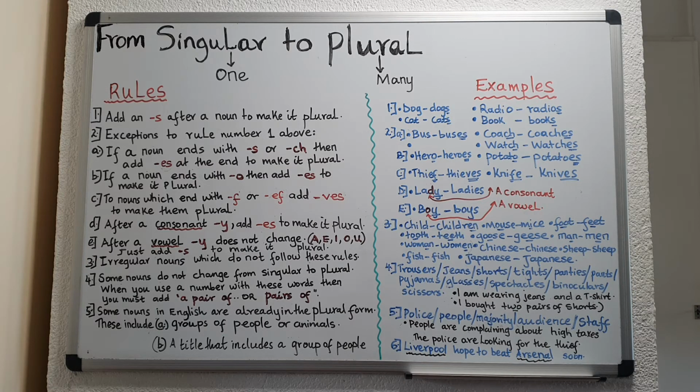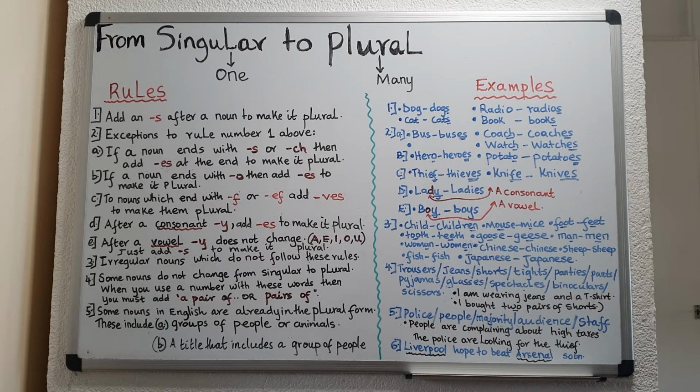After a consonant, Y, add ES to make it plural. So if you have a noun that ends with the letter Y, the letter Y is a consonant. The reason it is a consonant is because it's not a vowel.